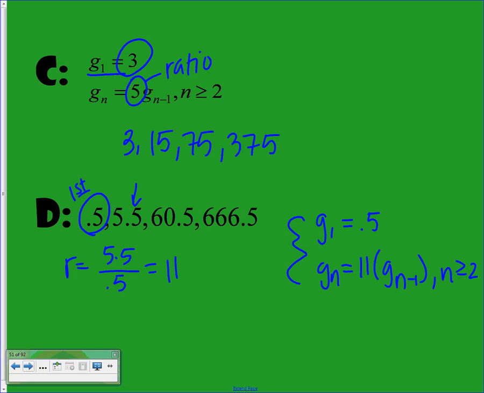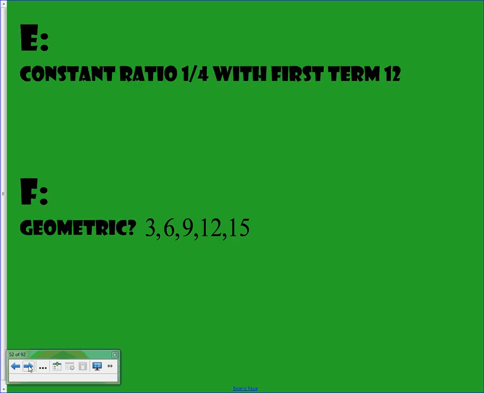So you put those on all of your recursive formulas, and that just means use that second line, use that formula for the second term and everything thereafter. You don't need to use it for the first term because they give you the first term. So use it for the second term and everything after. Okay, so those are some basic ones. Let's look at some more challenging ones.